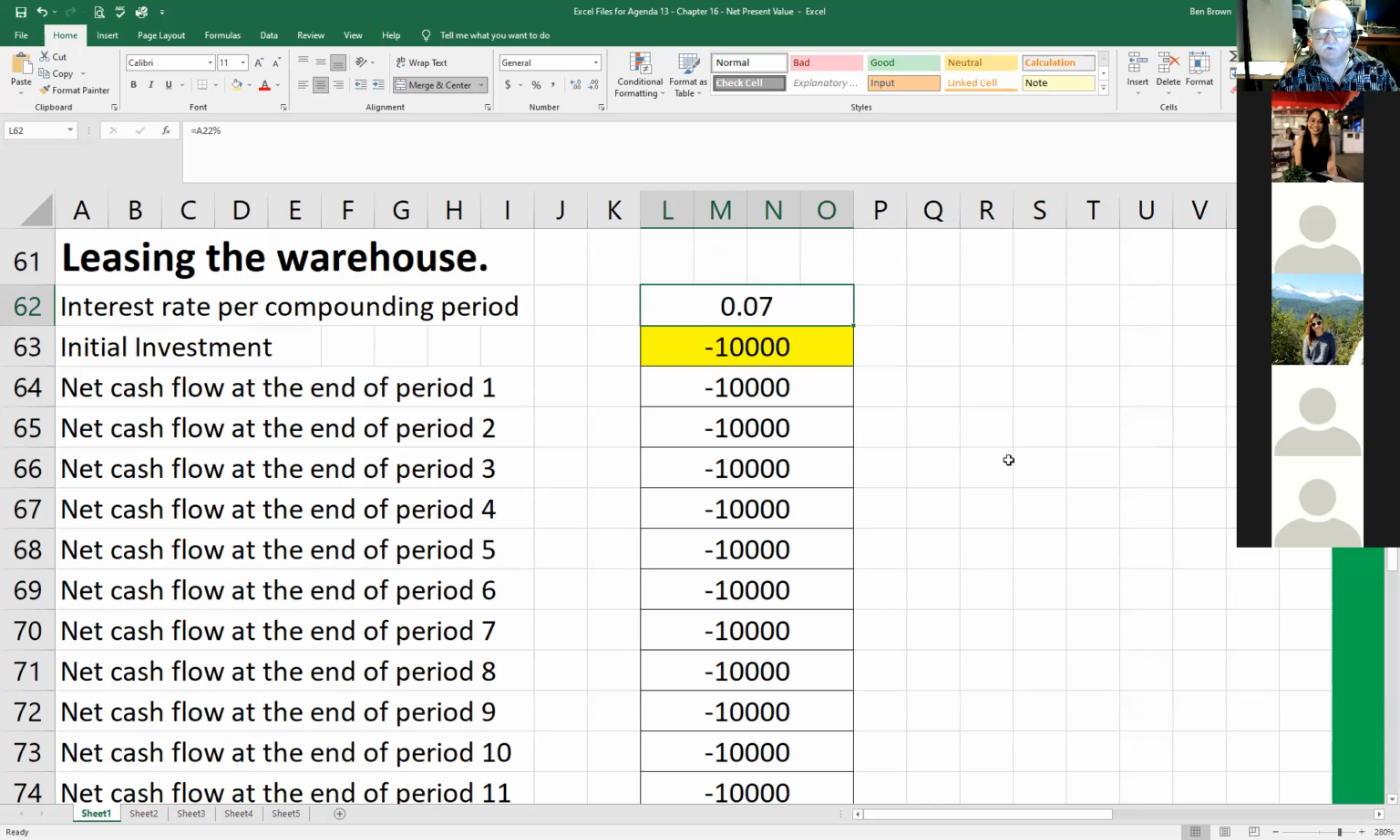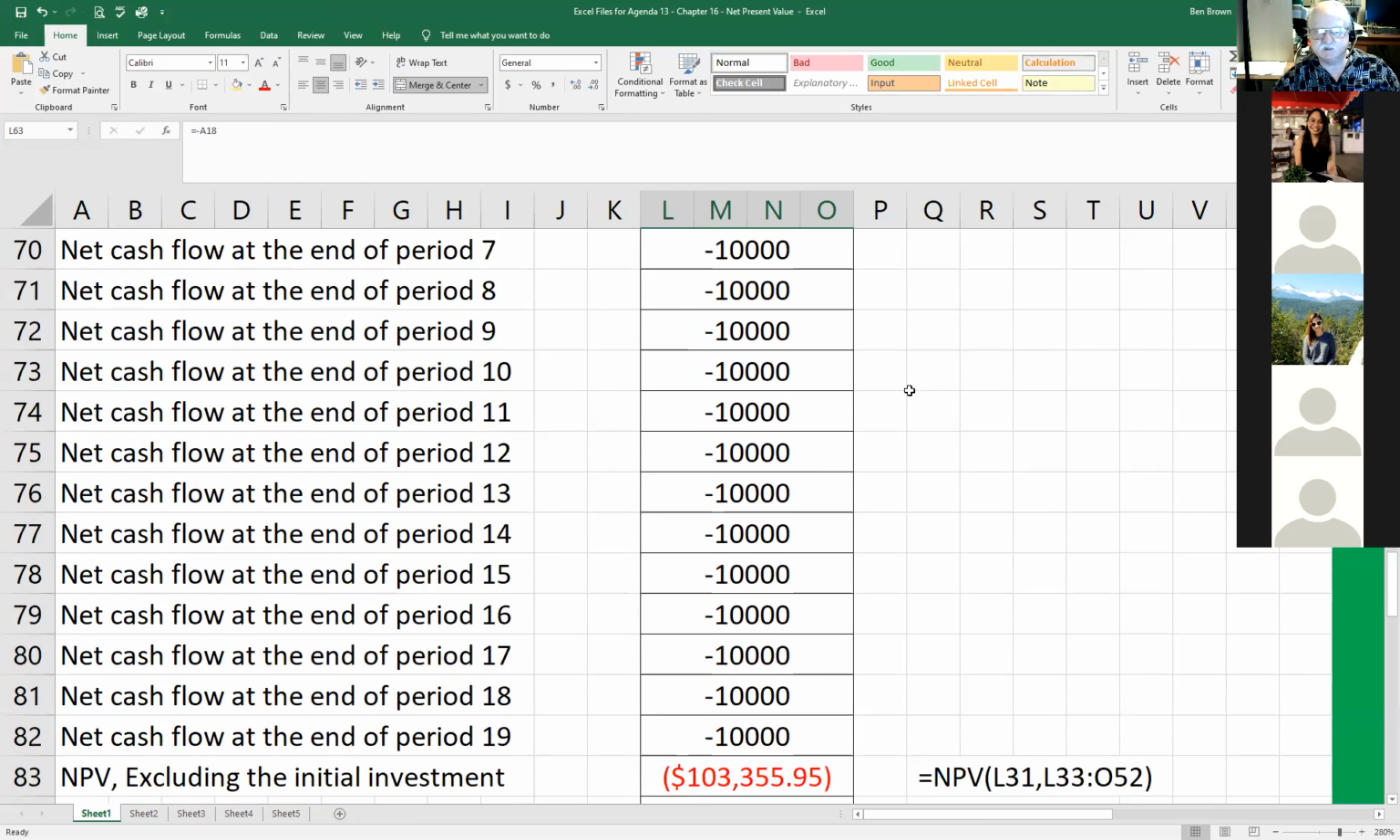Again, we have the interest rate, the 7%. Now notice the initial investment, because we have to make the payment at the beginning of the period, the first 10,000 we pay today. So that's considered the initial investment. And then we have all the other 10,000s, although they say at the end of period 1, we know it's at the beginning of the second period, right? Because the end of the first period is always the beginning of the second period.